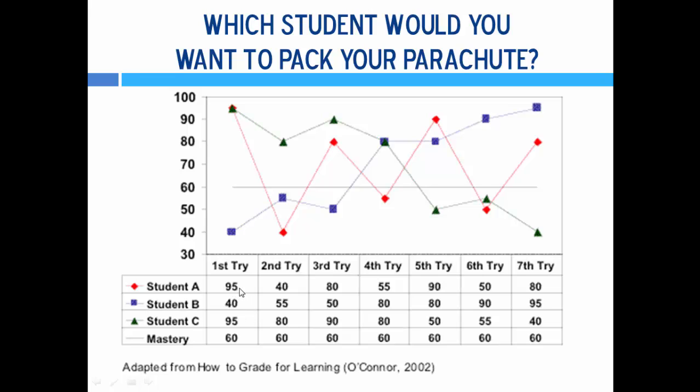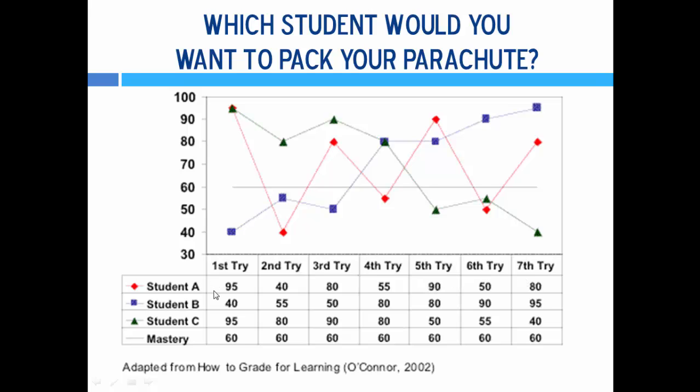Student A really has a yo-yo effect here with attempting to pack this parachute, which is a tedious task. He does it really well at first and he goes down. And then he goes really well again and goes up to 80%, then down to 55, then 90%, down to 50, and then back to 80%.